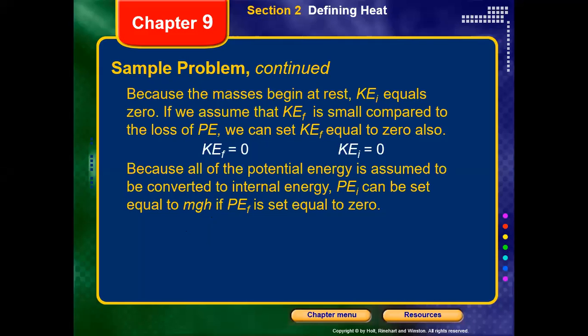Okay, it can be set equal to mgh if PE final is set equal to 0. So PE initial is mgh and PE final is 0, because at the end of the experiment, the object will stop at the lower height. The lower height equals 0. So the mgh for final equals 0.